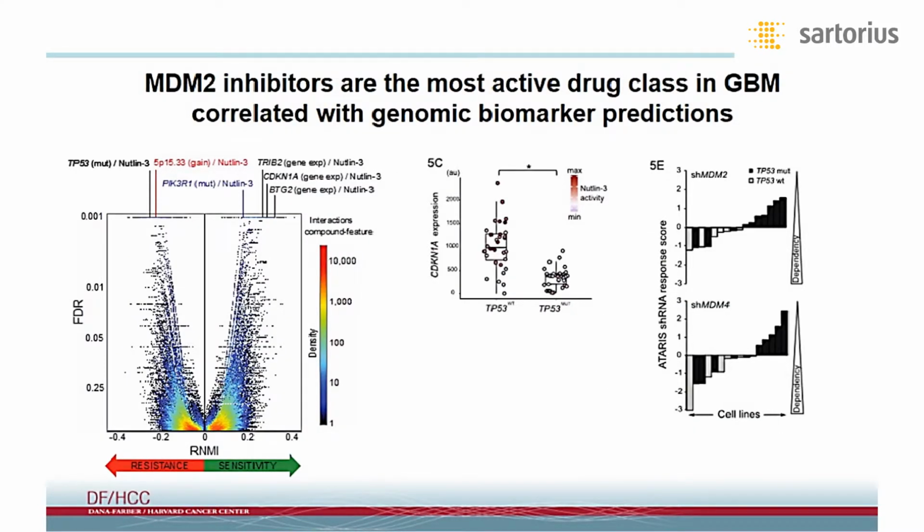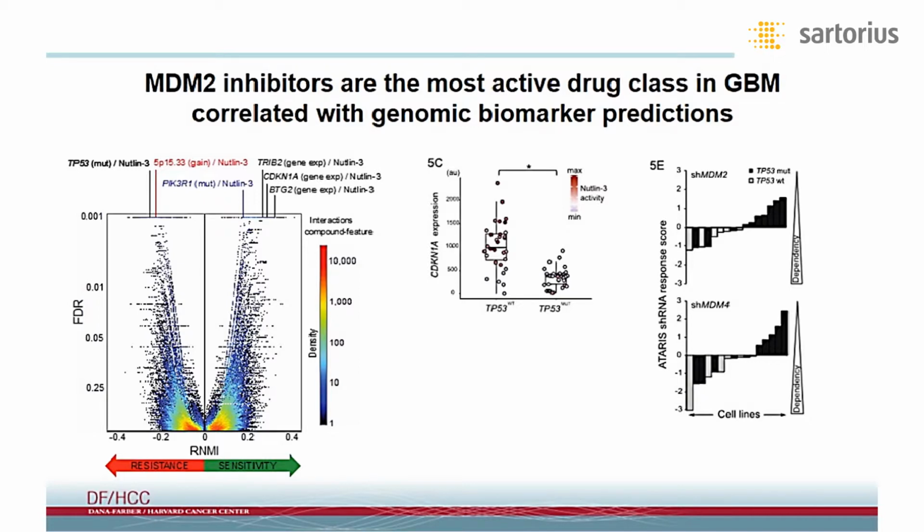P53 is a difficult thing to drug currently, and so what we were interested in was looking at the tumors that had P53 in its wild-type state. In those models, what types of drug approaches were most successful? What we found was that overall, in the entire set of GBM sensitivity, MDM2 inhibitors were actually the most significant hit.